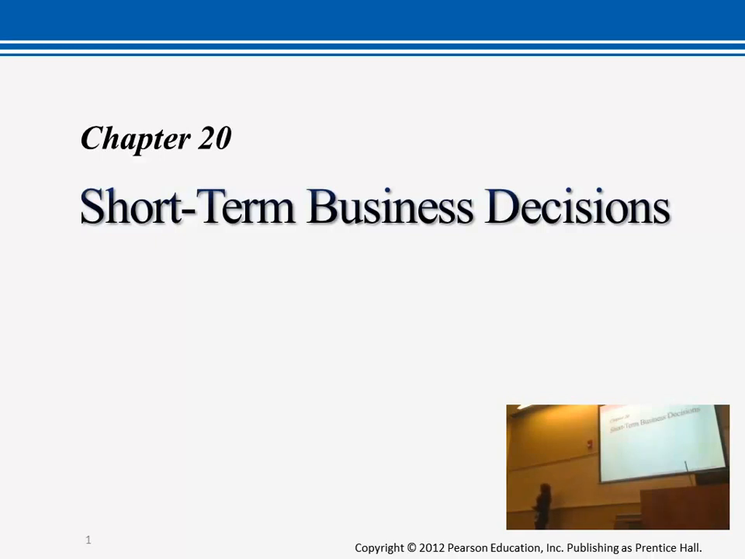So the first 4 decisions were on whether or not to accept a special order. Second, how do we price the products for different types of industries? What are the strategies we use? Third, whether or not we want to drop a department or drop a product, and what are the considerations? And the fourth one was how do we mix products? What are the products that we usually emphasize more than others?